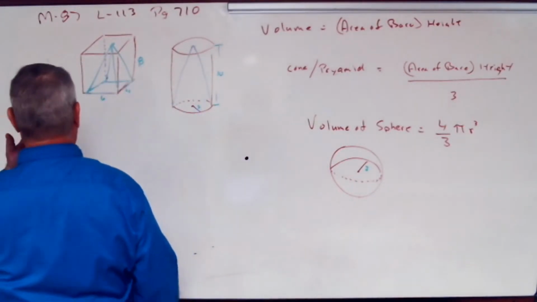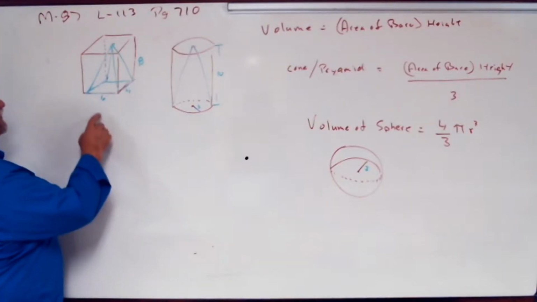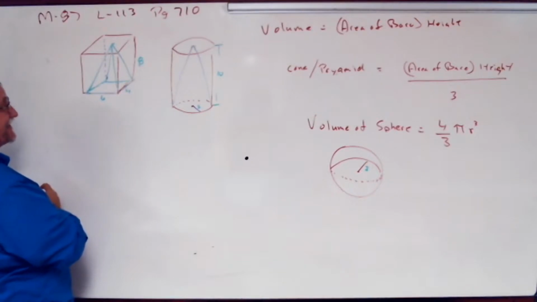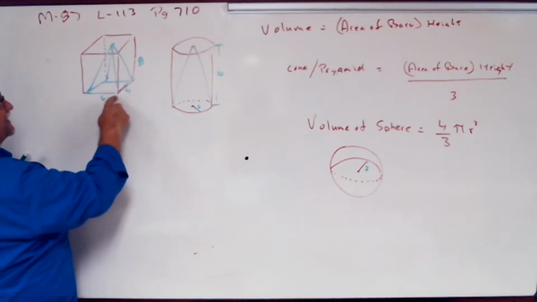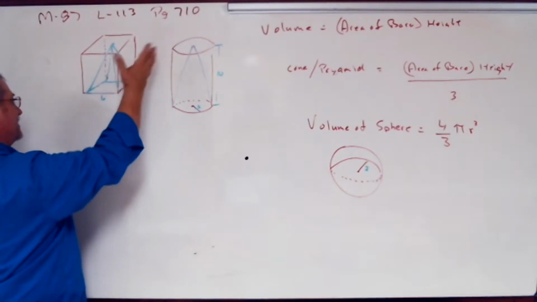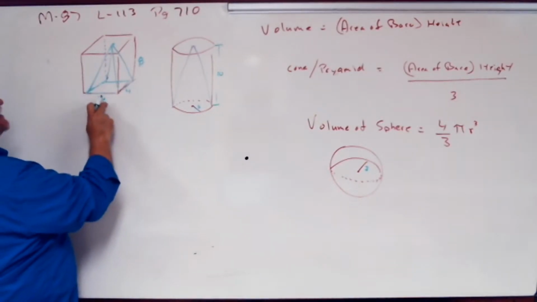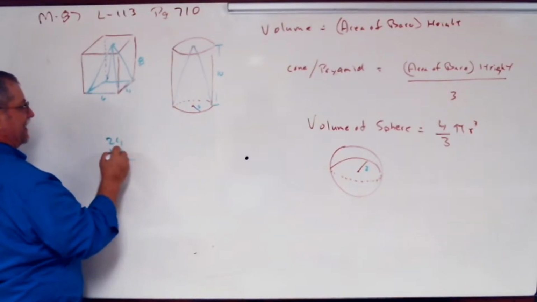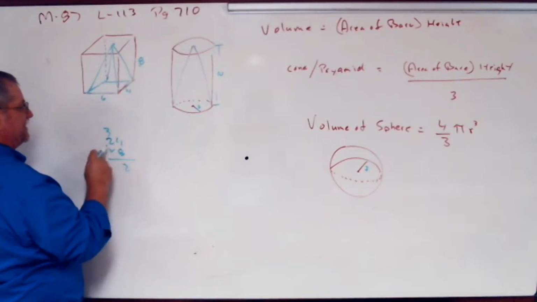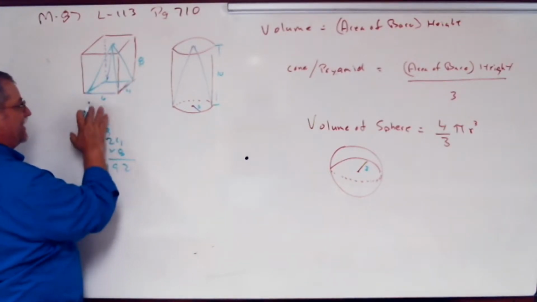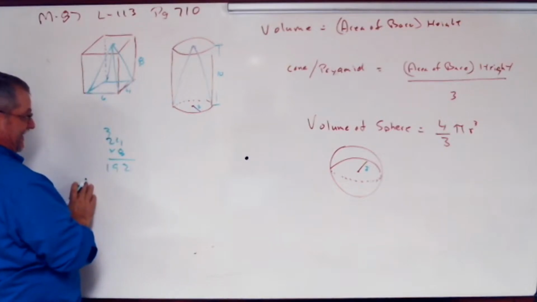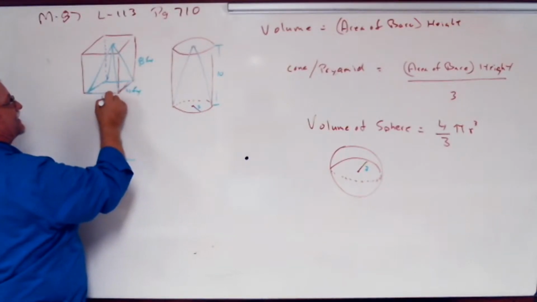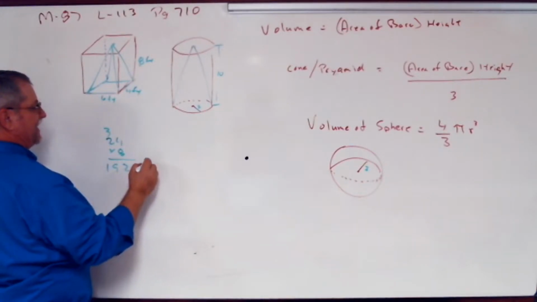So let's look at this. First of all, I want to find the volume of this whole thing, the rectangular prism, not the pyramid. So I go this times this times this, however you want to do it. 6 times 4 is 24. 24 times 8: 8 times 4 is 32, 16, 17, 18, 19, 192. That is the volume of this thing, in feet cubed.